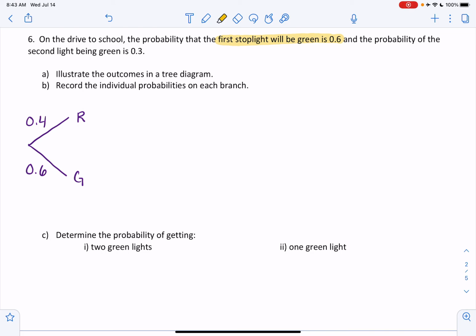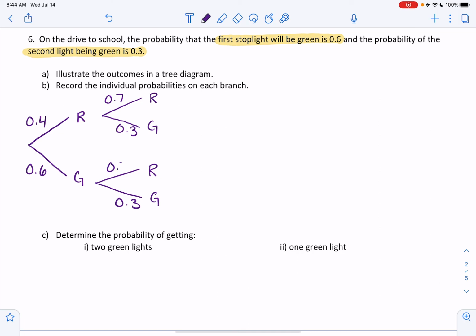So the complement would be the probability of it being red. Then from there, we could have red or green for the second one. So the probability of the second light being green is 0.3. So that means the probability of the second one being red is 0.7. So here are my outcomes: red, red, red, green, green, red, or green, green.